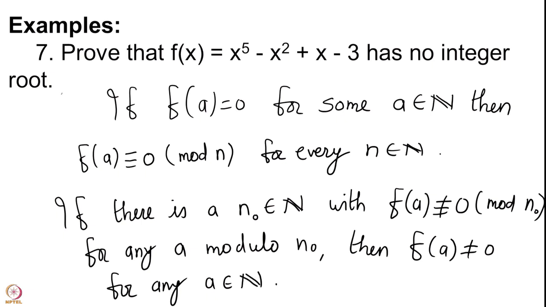We have just twisted this statement and put it in this way. If you have a statement that f of a is 0 for some a in n, then for that particular a, f of a will give you 0 congruence class modulo n for every n. And therefore, if you can find an n naught such that there is no 0 for the polynomial f modulo n naught, then the polynomial f cannot have a 0 in n. So for us to show that this given polynomial x to the 5 minus x square plus x minus 3 has no integer root, we need only show that there is some n naught for which we get no root, and we will take that n naught very cleverly.